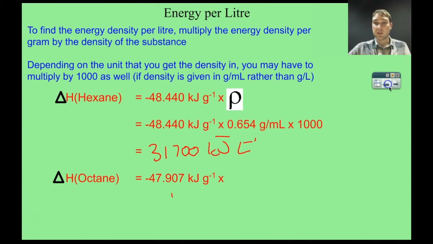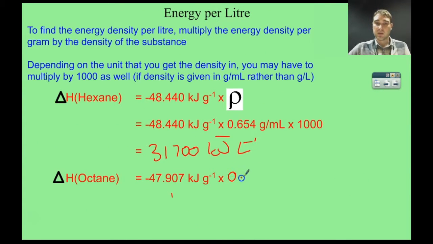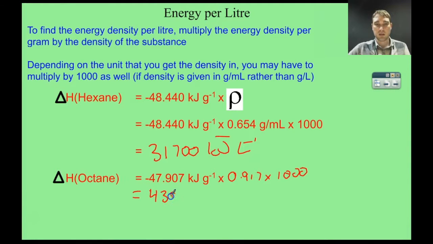Now let's do the same for octane. So we need to find the density of the octane. That was 0.917 grams per mil. So times by 0.917, times that by 1,000 to turn the kilojoules per milliliter into kilojoules per litre. And go to our calculator. Again, I'm going to have to reuse the number from before unless I can go back. Nope. We got 43,930. Over here, 43,930 kilojoules per litre.